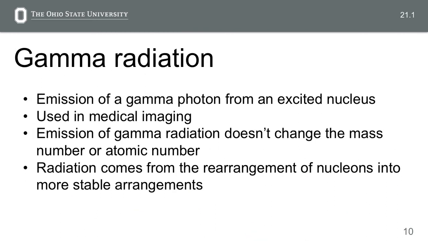Okay. Gamma radiation. We represented gamma radiation with this symbol. This one's easy to figure out when we're looking at what products can be formed. Here we're just going to emit a gamma photon from an excited nucleus. Gamma radiation is often used in medical imaging. We are basically going to take an unstable nucleus and see how it decays through gamma radiation. And you may have heard of technetium-99.